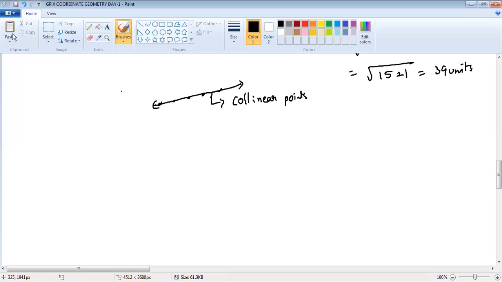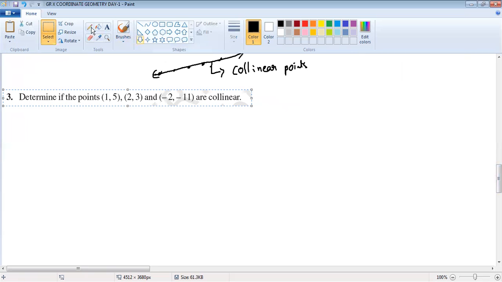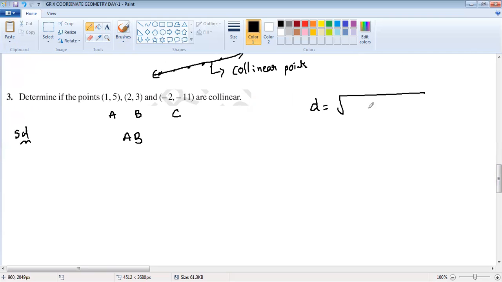Collinear points. Now let us take the question. Determine whether the points (1, 5), (2, 3) and (-2, -11) are collinear or not. Take the points A, B, C, and mark them. So now we'll find AB. Same formula: distance is equal to root over (x2 minus x1) whole square plus (y2 minus y1) whole square.